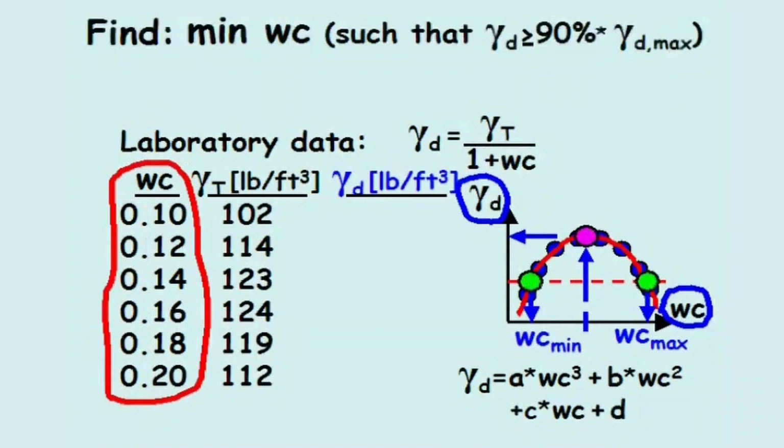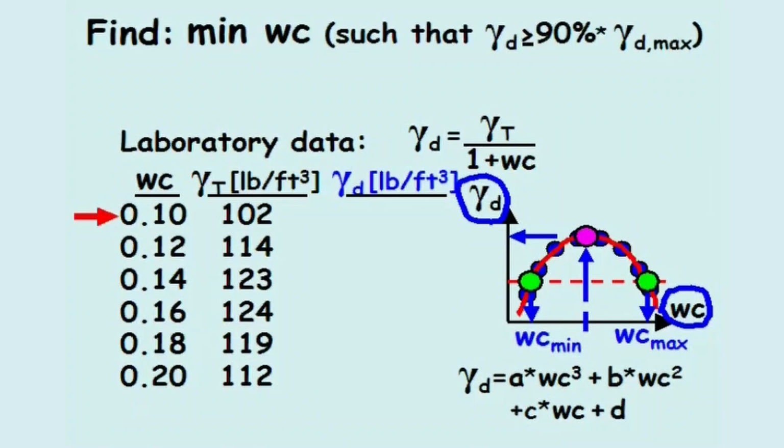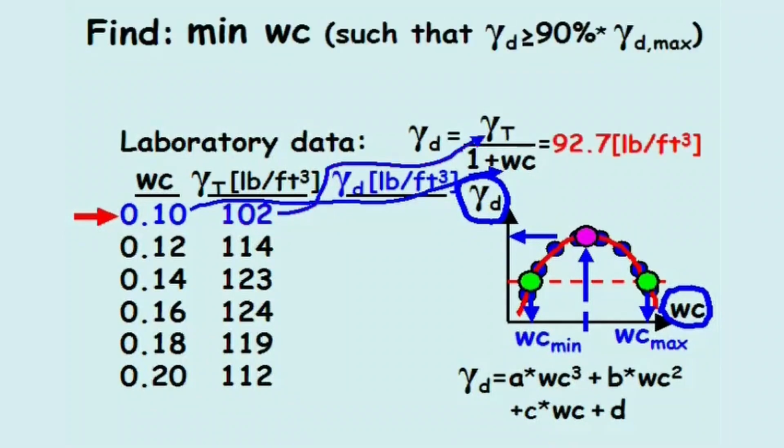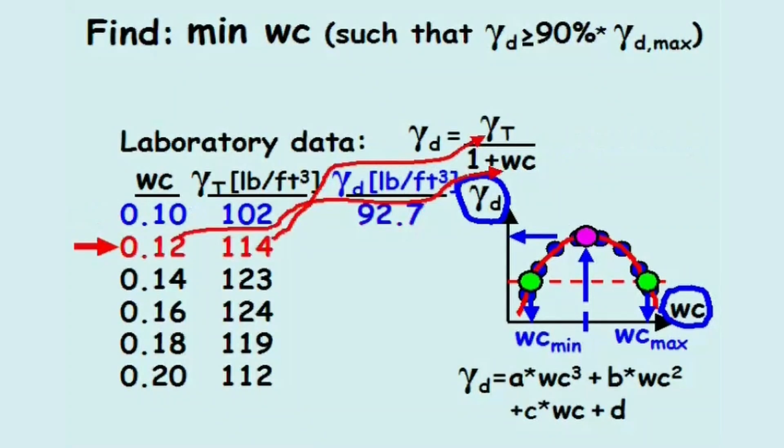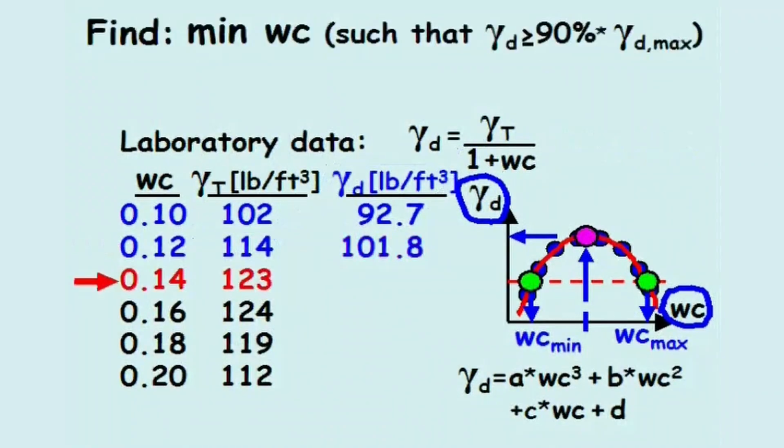We first convert the water content to decimals, and then we start with our first test point, which has a water content of 10% and a total unit weight of 102 pounds per cubic feet. This gives us a dry unit weight of 92.7 pounds per cubic feet. So we add this value to our table. When this process is repeated for the second point, our dry unit weight is 101.8 pounds per cubic feet, and the value is added. We continue this process for all 6 test points.